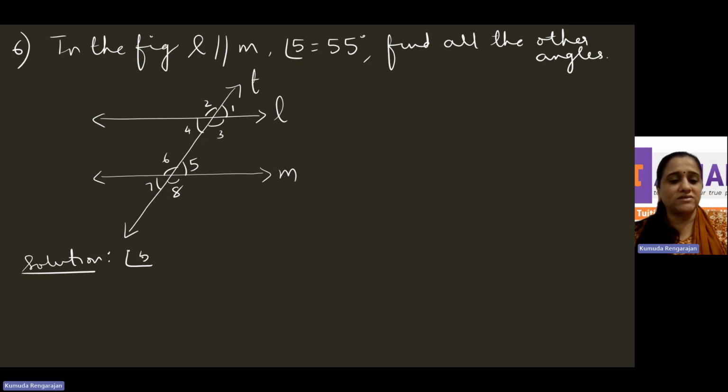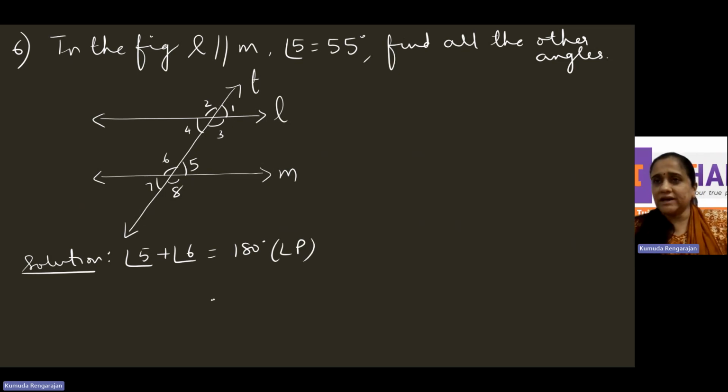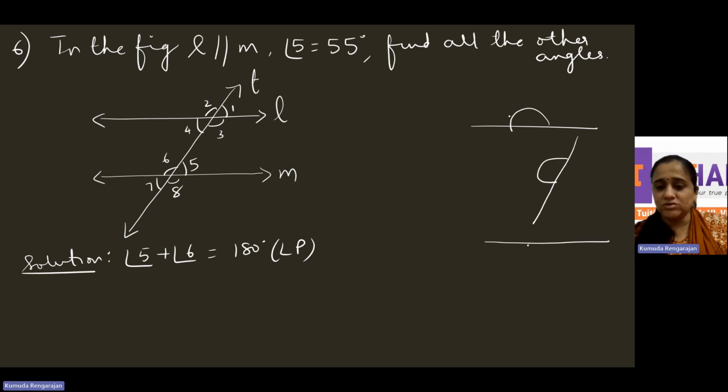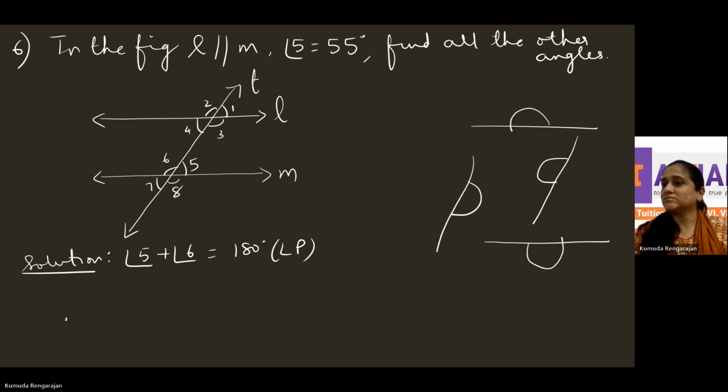Now, what is angle 5 plus angle 6? 180 degrees. Why? Linear lines. On a straight line, we have 5 and 6, no? So 5 plus 6 is 180. 6 plus 7 is 180. Angle 7 plus angle 8 is 180. Angle 5 plus angle 8 is 180. See, this is a straight line, so 5 plus 6 is 180. This one is a straight line, so 6 plus 7 is 180. Again, a straight line below, so 7 plus 8 is 180. Again, a straight line on this side, so 5 and 8 is 180.